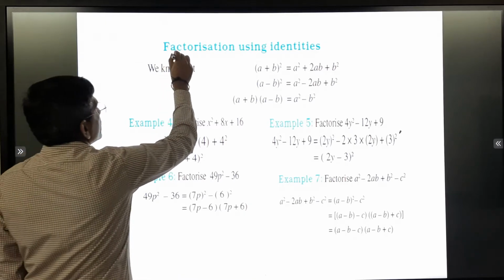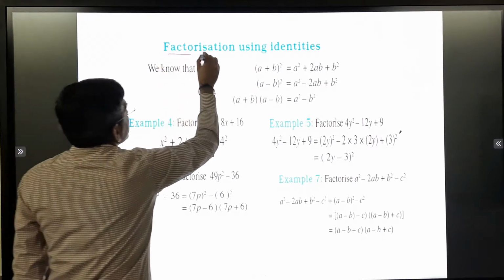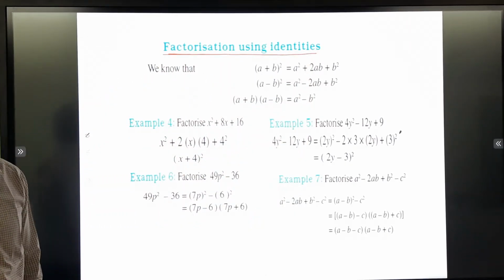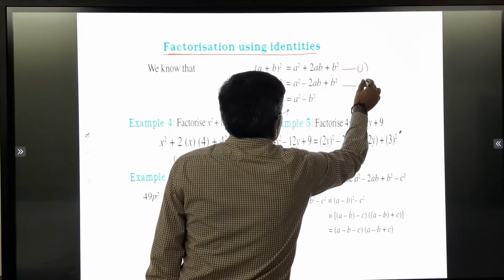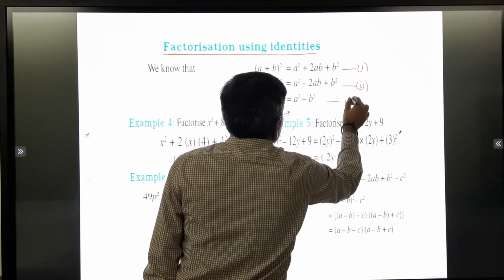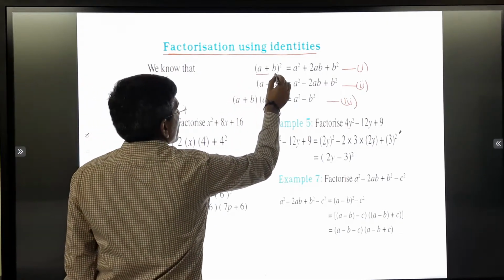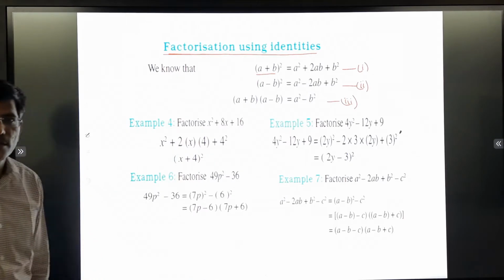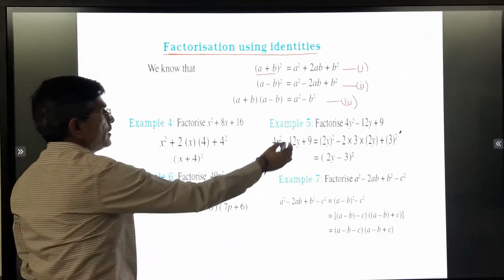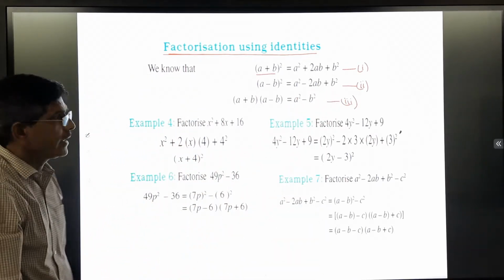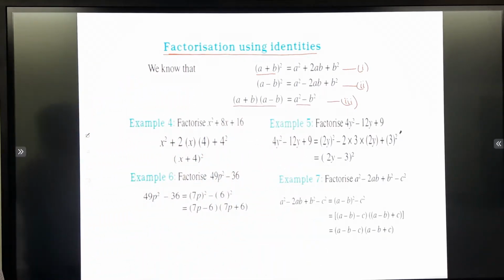So today's topic is related to factorization using identities. There are three identities that we have already discussed: first, second, and third. In the first identity, we know that (a plus b) whole squared is equal to a squared plus 2ab plus b squared. (a minus b) whole squared is equal to a squared minus 2ab plus b squared. And the third identity, (a plus b)(a minus b) is equal to a squared minus b squared.